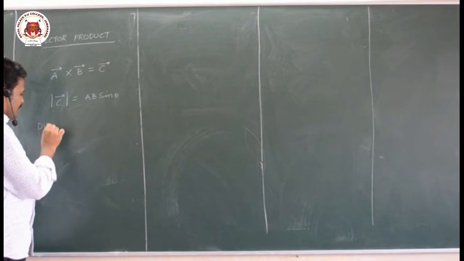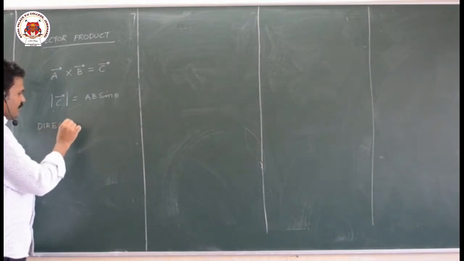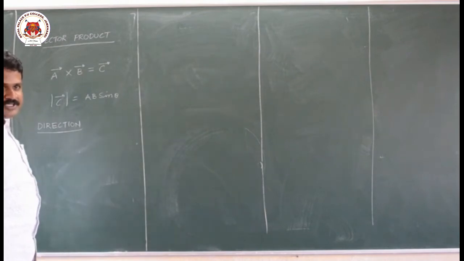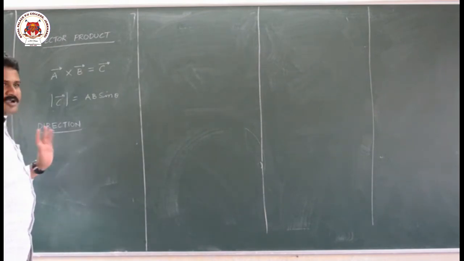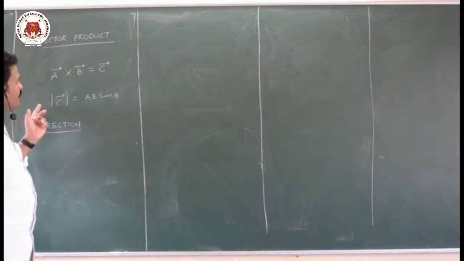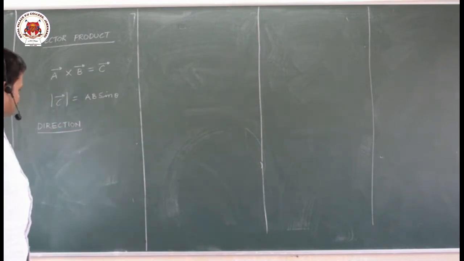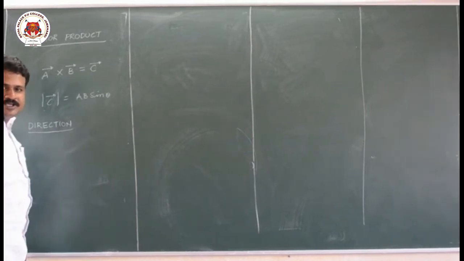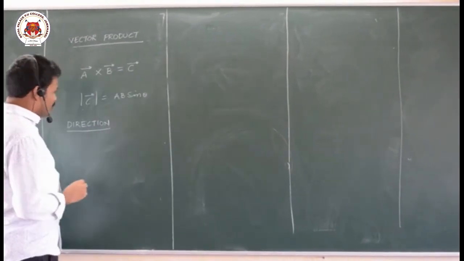Finding the direction in the vector product is very important. Even in your second year, in moving charges and magnetism, you will face a lot of problems if you don't know how to find the direction of the vector. So there are two rules, and whichever you feel is easier, you can follow. I will explain the two rules.